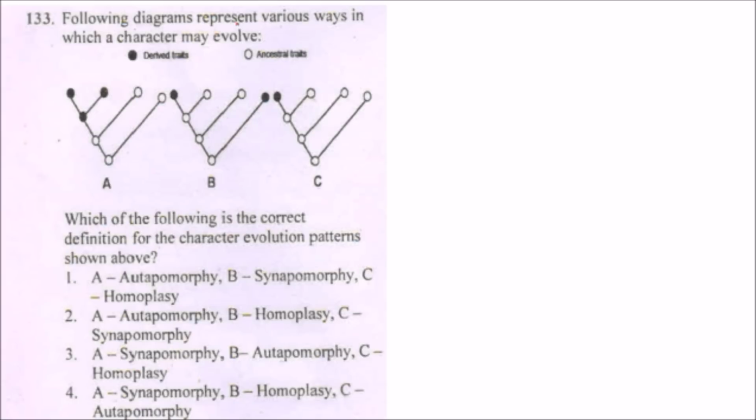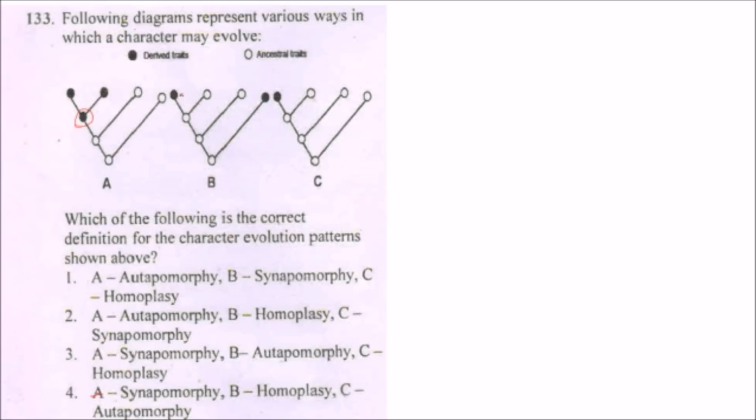Following diagram represents various ways in which a character may evolve. So these are the 3 diagrams which is showing how the characters are evolved, and here dark dot is representing the derived traits and circle is representing the ancestor one. So move to the first diagram. Here it is saying that one of the ancestor is having the derived trait and it is passing it to its descendants. Such type of transmission is known as synapomorphy. A is synapomorphy.